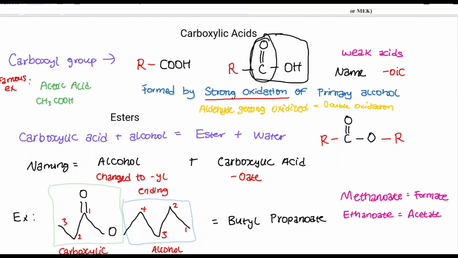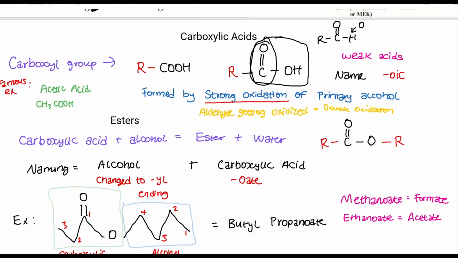And it's formed by, the textbook says strong oxidation of primary alcohol, but what I think is it's aldehyde getting oxidized, basically. And why I'd remember that is because, remember, this is an aldehyde. I mean, not O. O's up here. And R, this is aldehyde. And if you oxidize it, add an extra O in here, and that's a carboxylic group. Carboxylic acid, I mean.